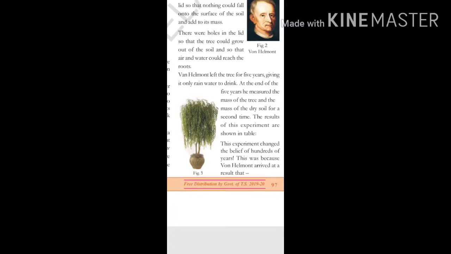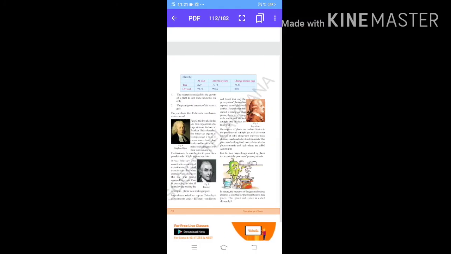Initially when he planted, he took the weight of the plant, then the weight of the soil. Then daily he was providing only water, and the plant was receiving only sunlight, and the minerals which were present in the soil along with the water were dissolved and utilized by the plant. After 5 years he checked the weight of the same plant and he found a tremendous increase in the weight.